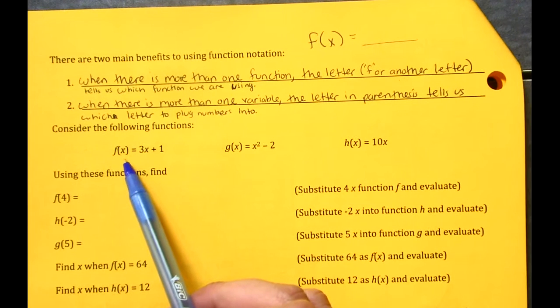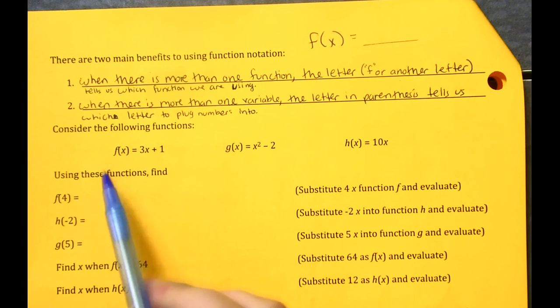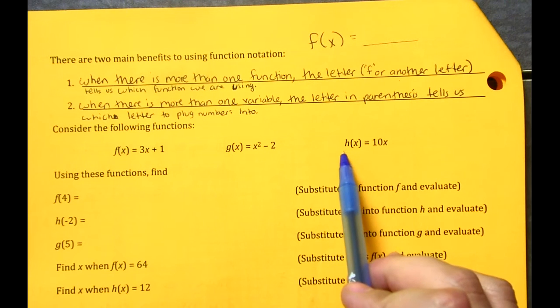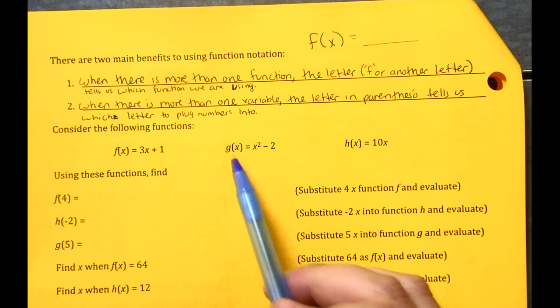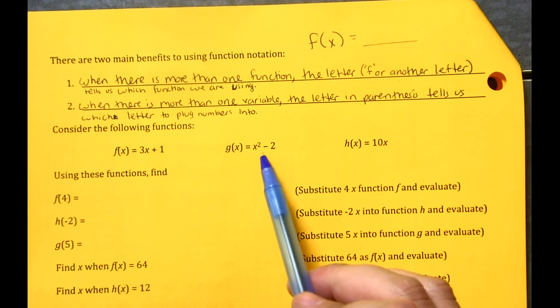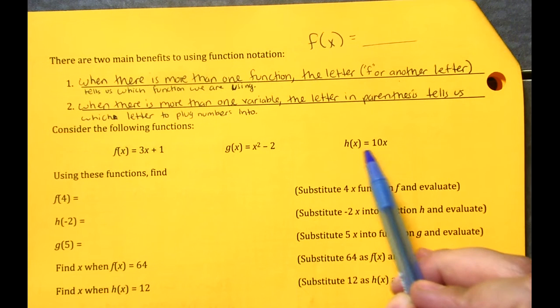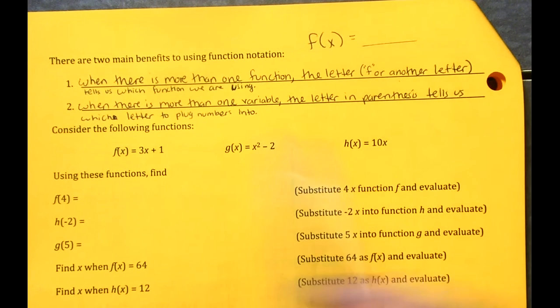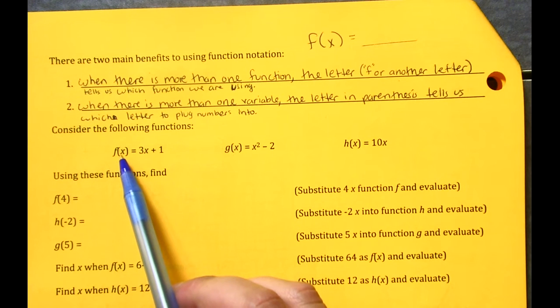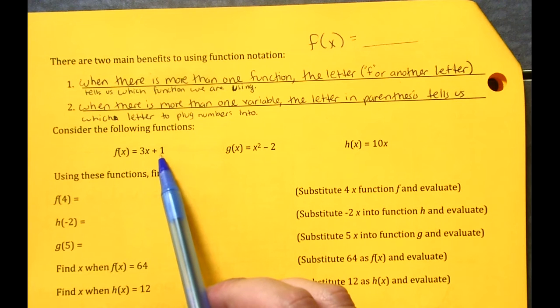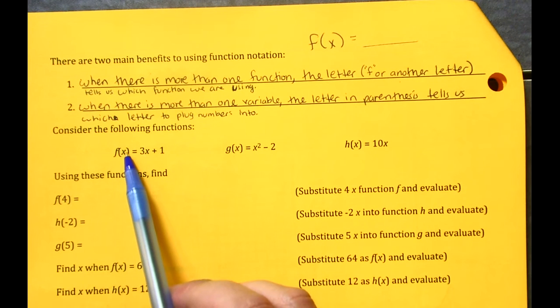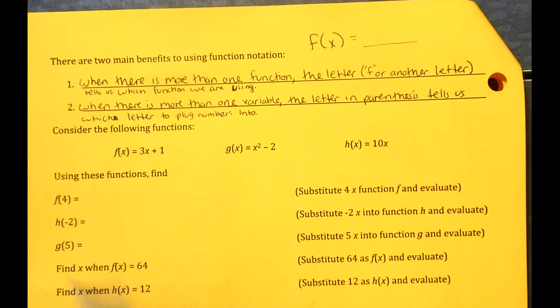So for example, consider these functions. We have function f, function g, and function h. So this is read f of x equals 3x plus 1. G of x equals x squared minus 2. And h of x equals 10x. The x tells us that this is the letter that we're going to be plugging in values for. Sometimes you might have a function that has more than one letter over here, and the letters represent different things. Whatever's in here is what we're going to be plugging in numbers for. So let's look at some examples of this.